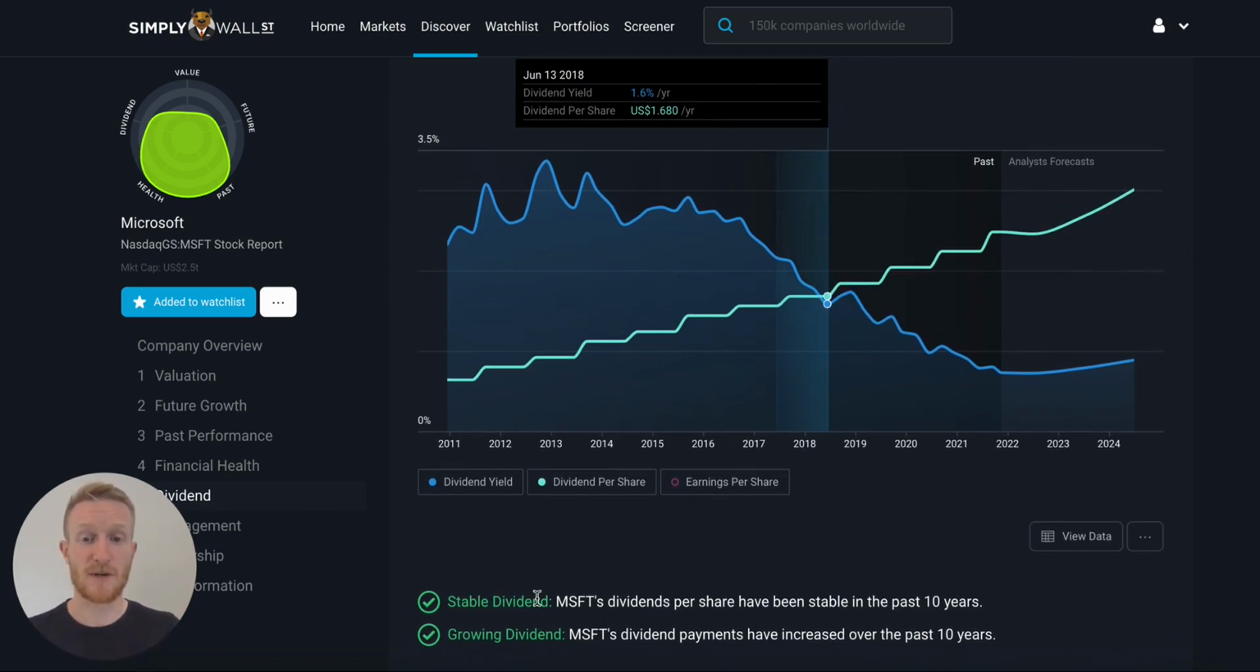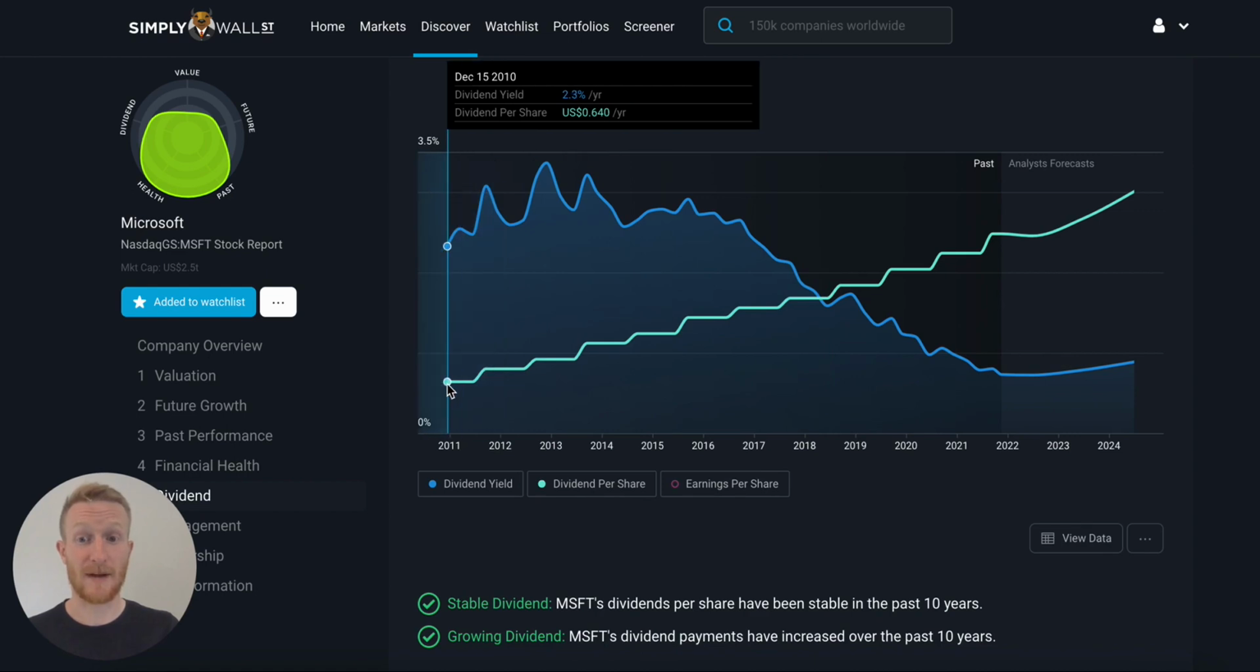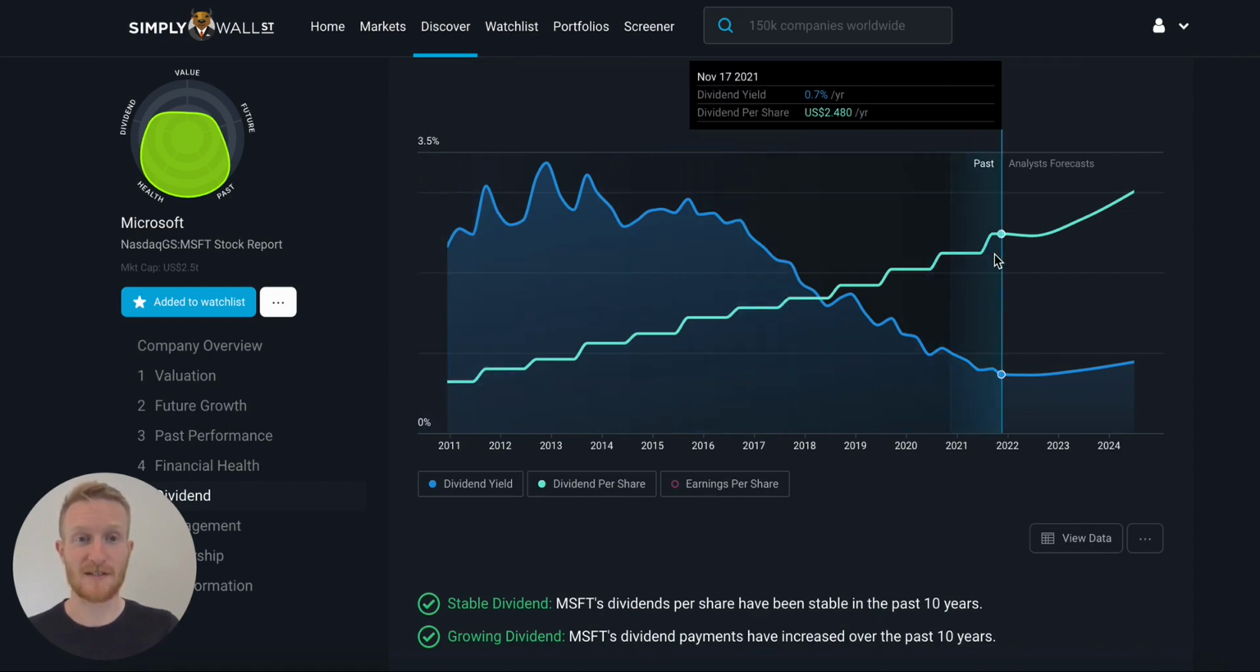Now, the next check we do is in regards to the growing dividend. So basically, has it increased over the past 10 years? And in this case, you can see the company has increased it quite a bit from 64 cents to $2.48 per year. So amazing growth.